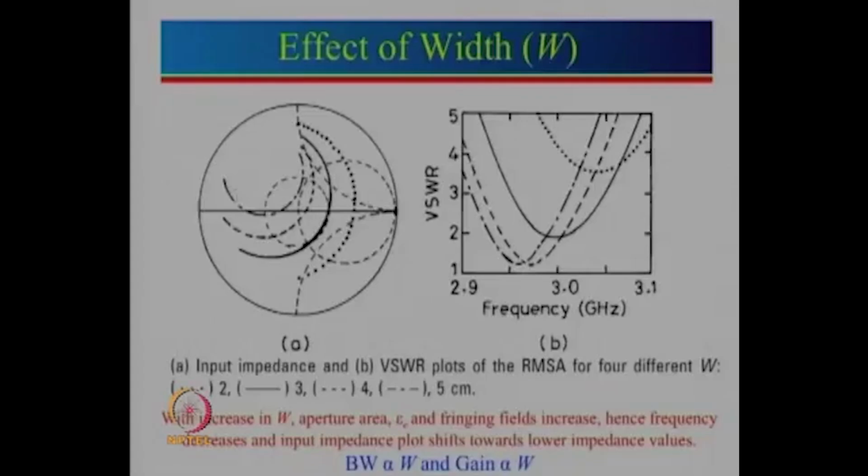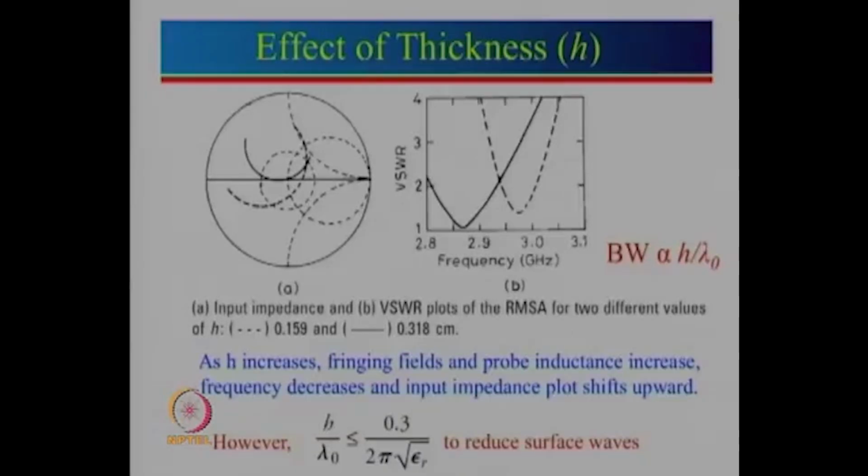Then we looked into the effect of W, and it has a lot of effect on the impedance. You can see that this is for W equal to 2, then W equal to 3, W equal to 4, W equal to 5. So, we can see that as width increases, input impedance decreases and the whole curve shifts towards lower impedance values. We also notice that as W increases, resonance frequency slightly decreases, and the reason for that is as W increases, epsilon effective increases, which reduces the resonance frequency. Now, let us look at the effect of the other parameters.